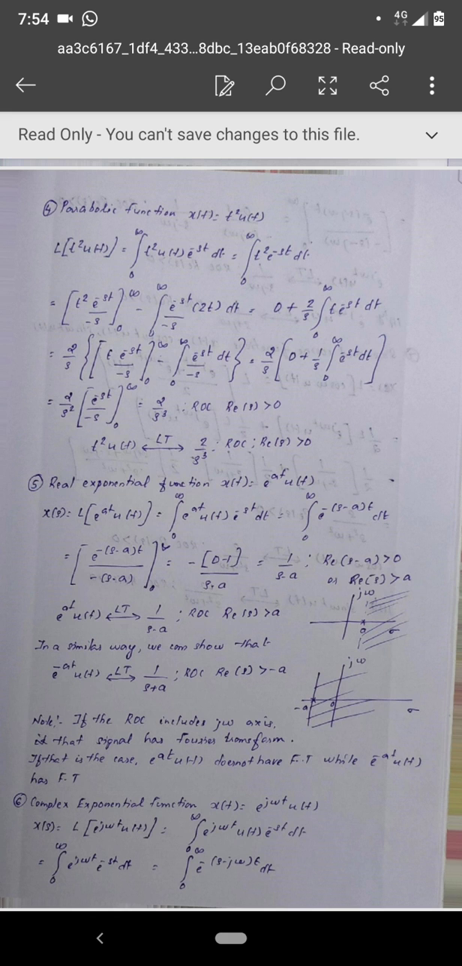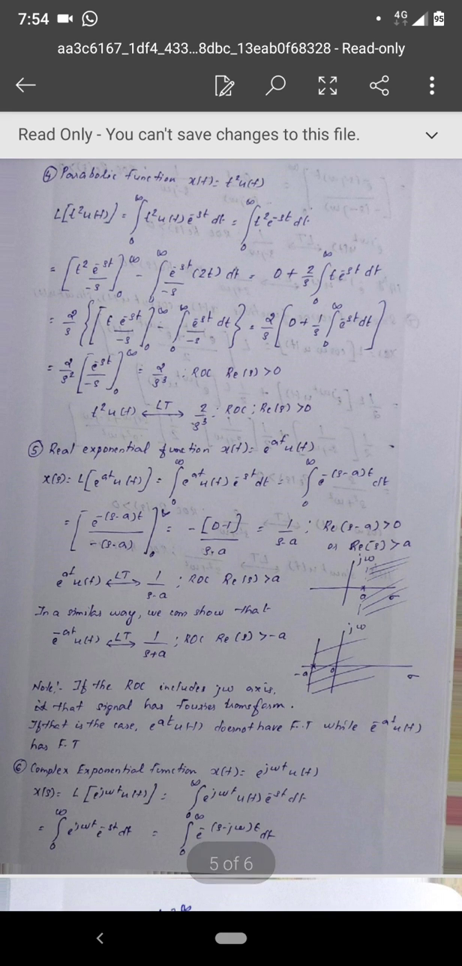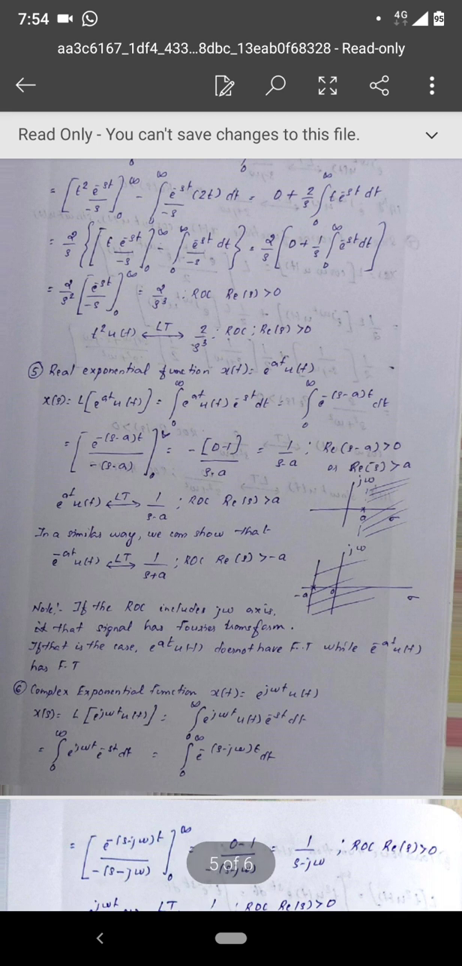And here you can see that the integration will converge only if the real part of, earlier it was the real part of s, now instead of s, we have s minus a. So here the real part of s minus a should be greater than 0. Or you can say that the real part of s should be greater than a, or sigma should be greater than a. That is, a is the pole here, so the region of convergence will be towards the right side of that pole, that is a. So here you can see that the j omega axis is not included in that ROC.